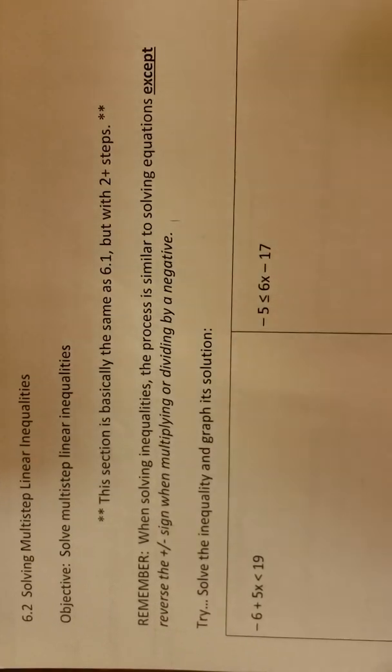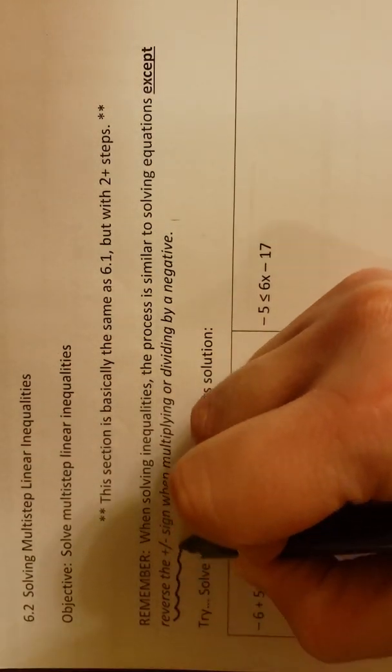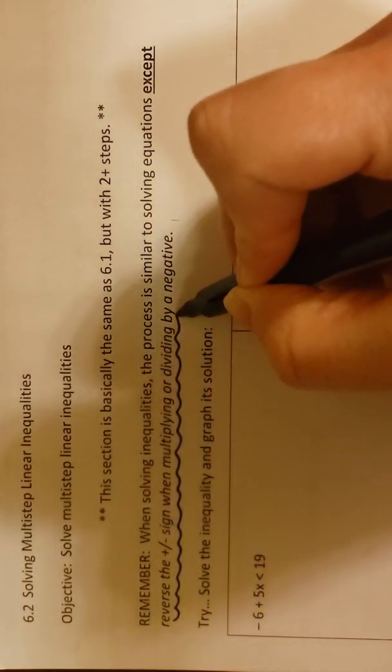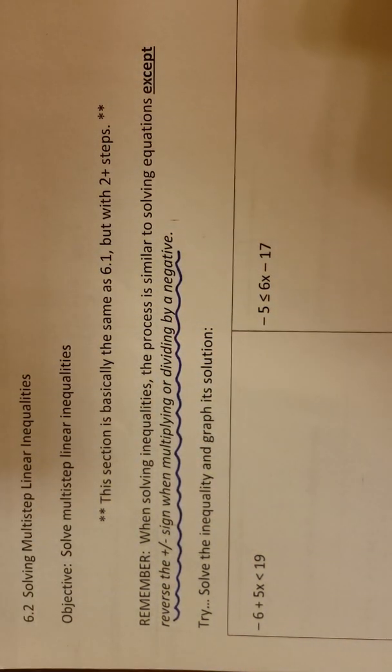Just remember, we have this new rule that we reverse the positive or negative sign when we multiply or divide, specifically those two operations, by a negative. It's not add or subtract by a negative, and it's not multiply or divide by a positive. It's specifically multiply or divide by a negative.